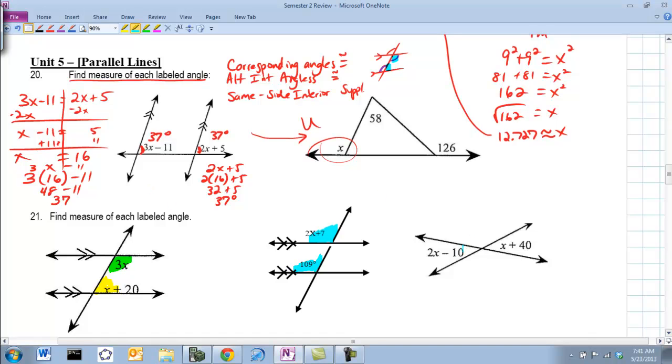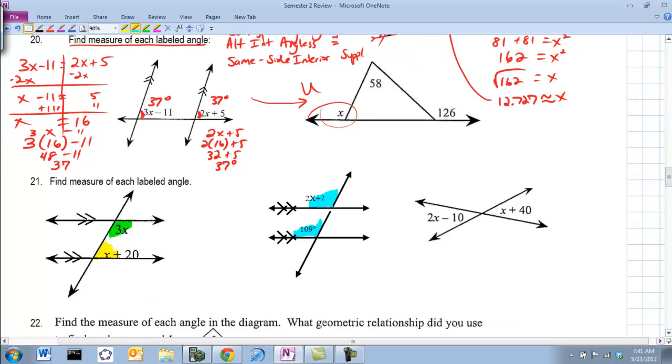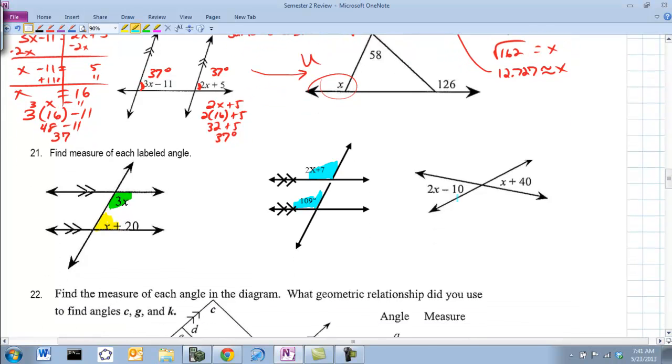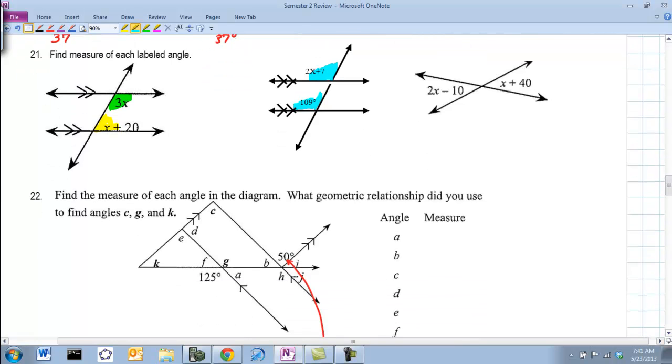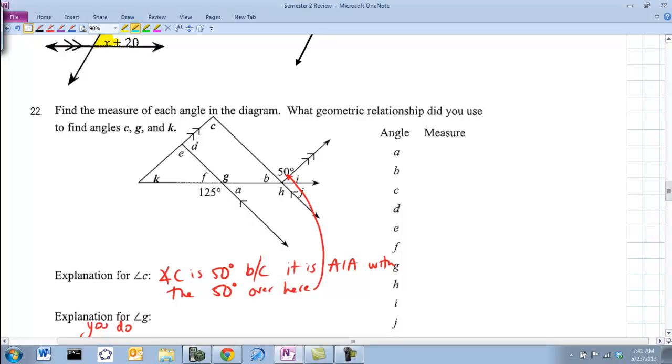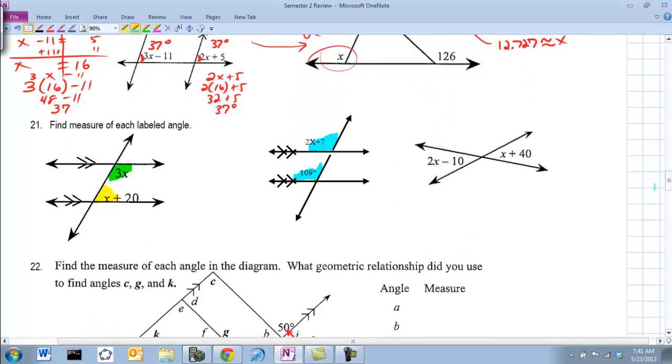Then as you look over here, these are not parallel lines. So you're going to have to answer the question, what's the connection between those two angles? Are they congruent? Are they supplementary? Or are they something completely different? But that's going to be your job to figure out. And don't just find the value of x. Find the value of each side. Alright, 22.